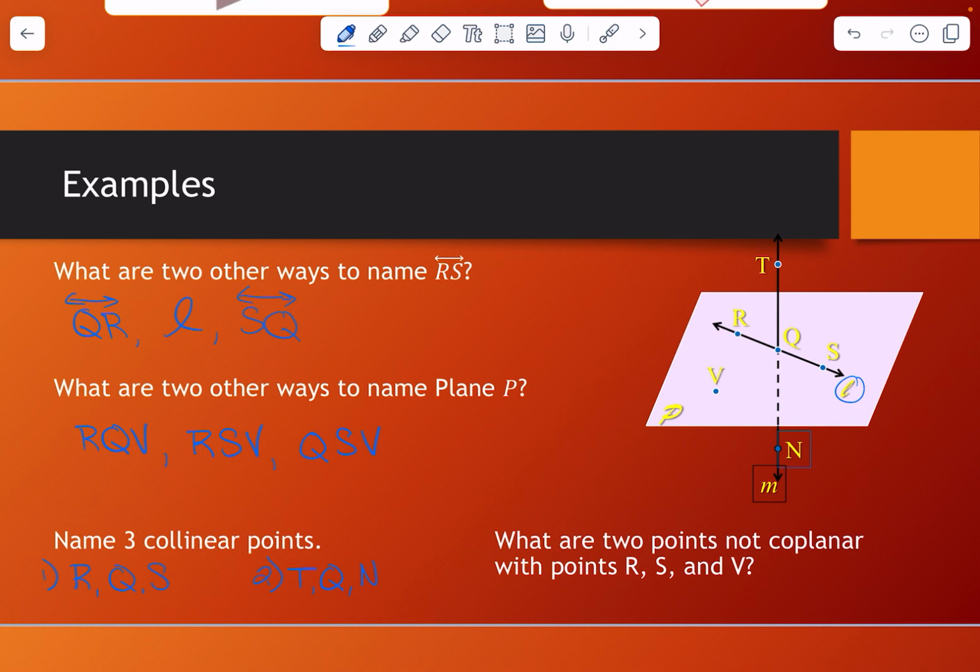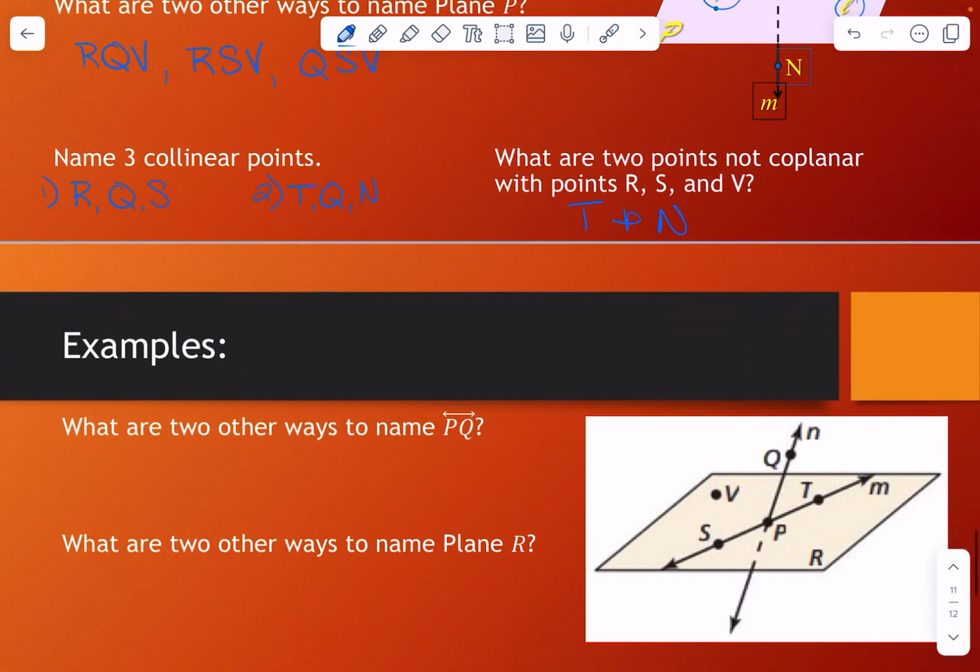What are 2 points not coplanar with points R, S, and V? So if you're looking, we have R, S, and V. So they are all on the same plane. And if you notice, Q is also on that plane. So if I'm looking for 2 points non-coplanar, not on the plane, that would be T and N. Okay? So that's how we pick that apart.